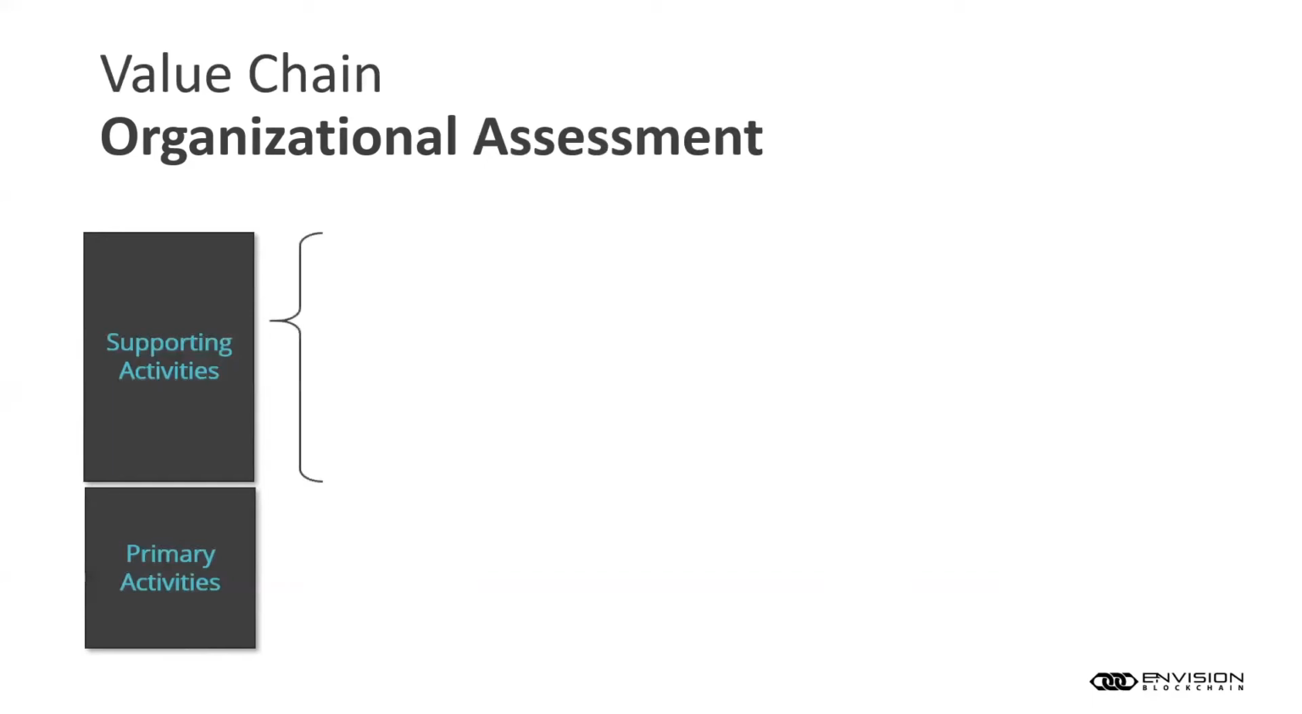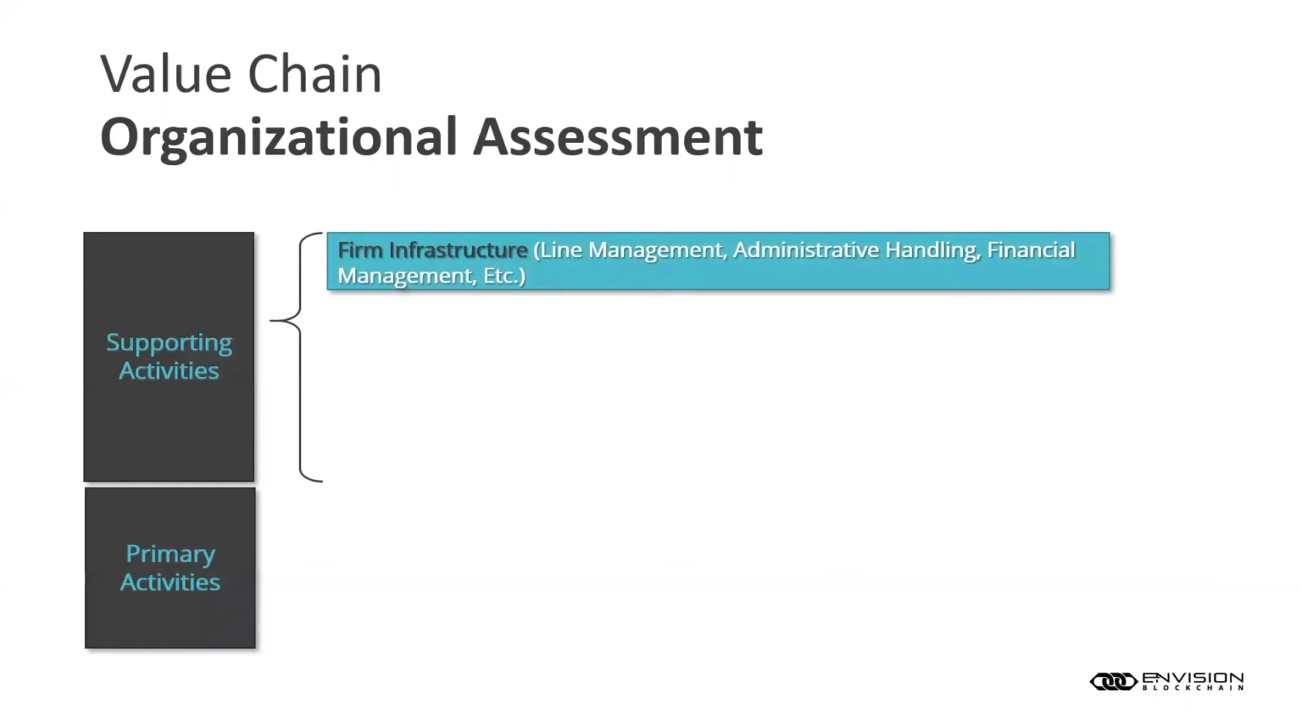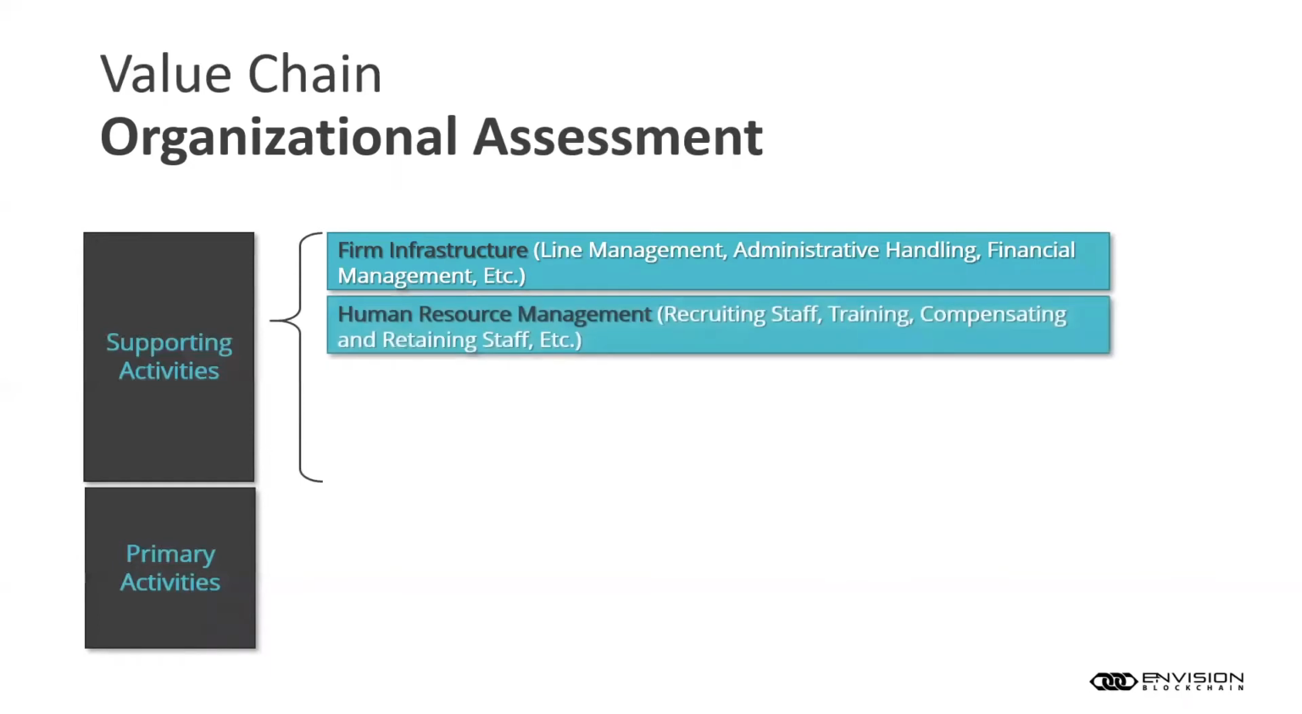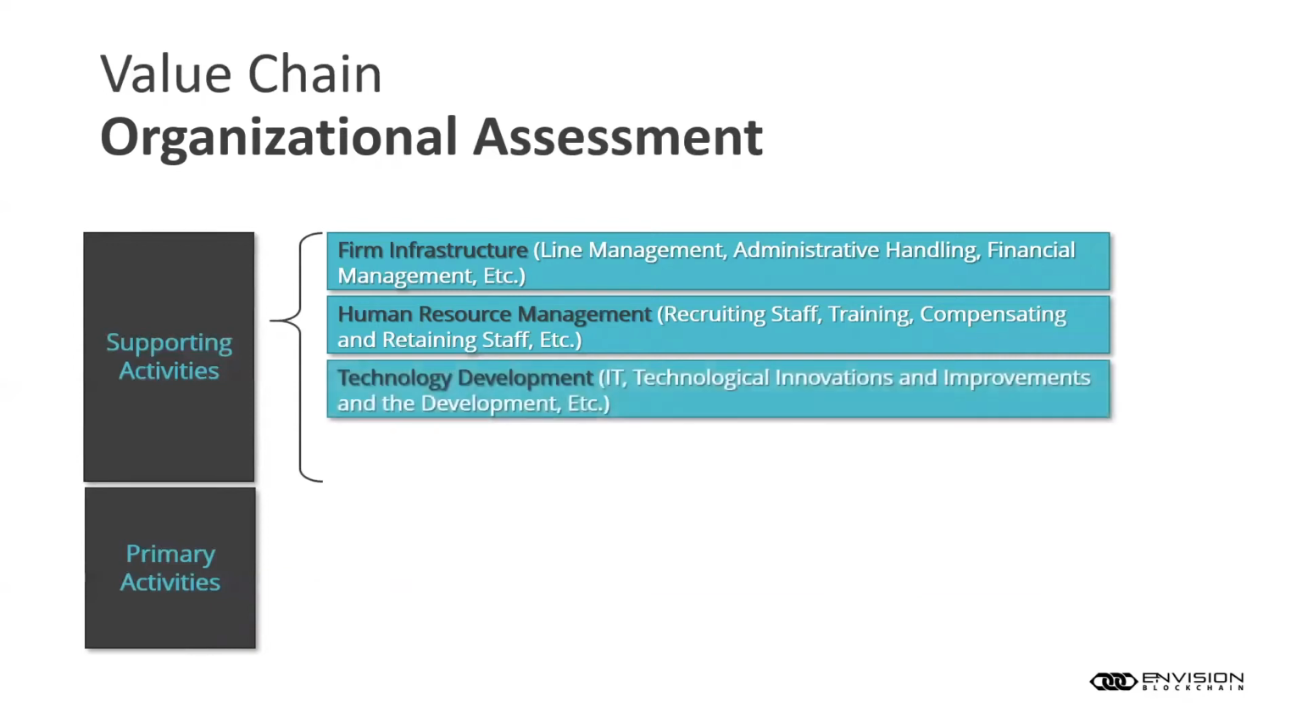At the very top level, we have these supporting activities. We have the firm infrastructure. This is where we discuss line management, administrative handling, financial management systems, et cetera. We have human resource management. We have recruiting staff, training the staff, making compensations and retaining the staff. We also have technology development. This is where you're going to find a lot of IT.